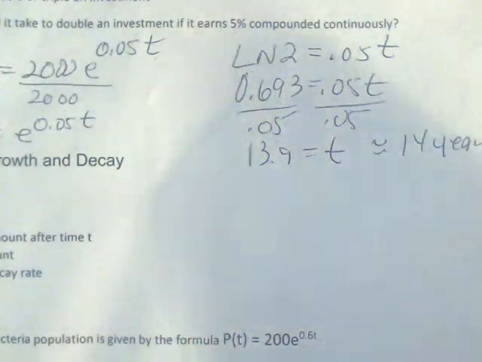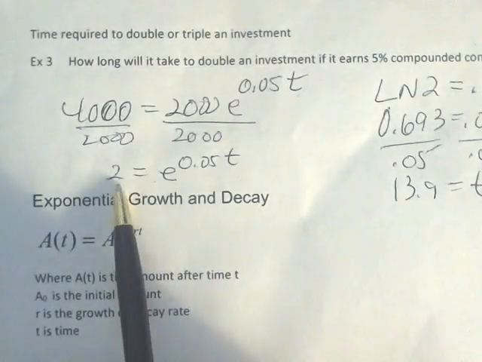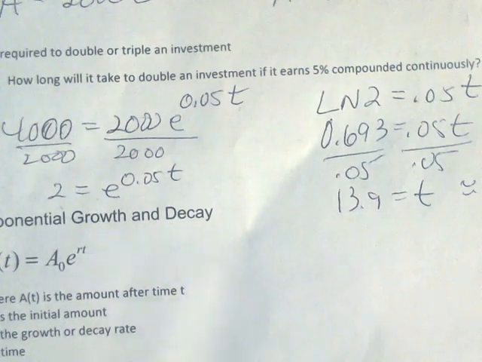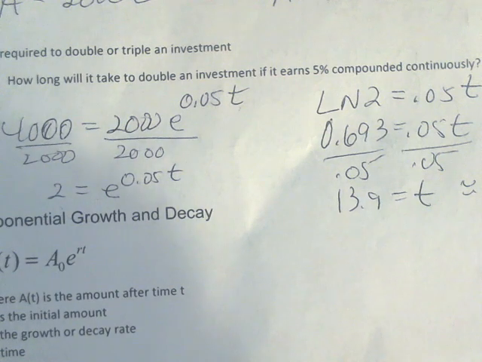So if you wanted to figure out how long it would take to triple, well, this would be a 3, so it would just be ln of 3 divided by 0.05. So to triple in value, it would be about 22 years.